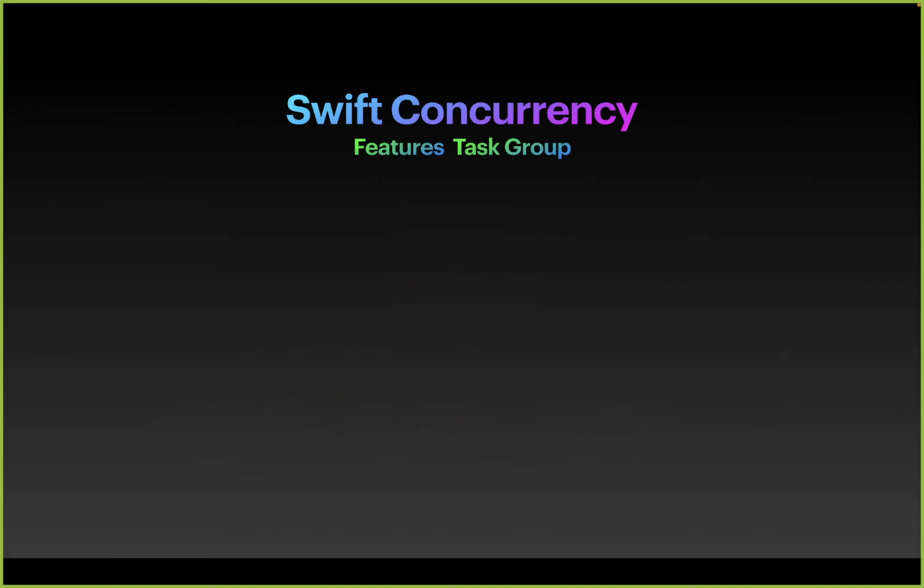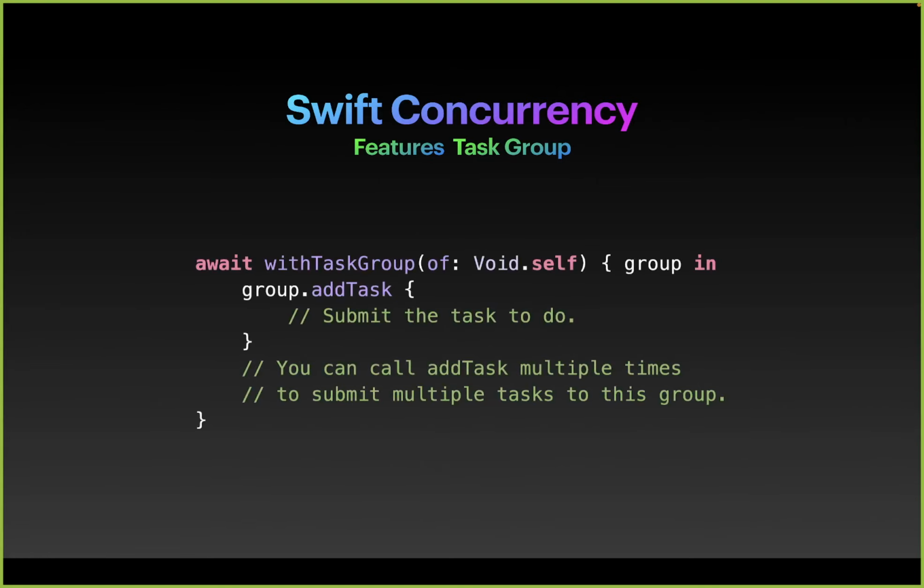Now let's take a look at the syntax here, so how we can actually create a task group. The syntax looks like this. It's something called with task group, and after this it has a closure. We're gonna provide a group for you, and with the group, you can add a task to that group, kind of submit a task to that group. And of course, this one is an async function, so you have to await that.